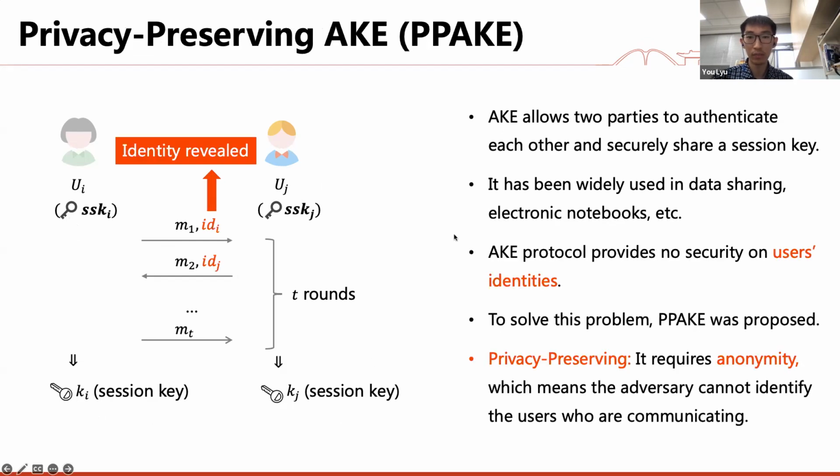However, there is a problem. In some cases, the interacting parties may want their identity kept secret from others. However, their transcript sent in the channel may contain information about their identities. Thus, the concept of privacy-preserving authenticated key exchange is proposed. It requires anonymity, which means the adversary cannot identify the users who are communicating, even seeing their transcripts.